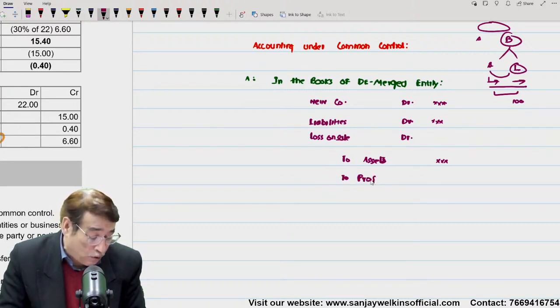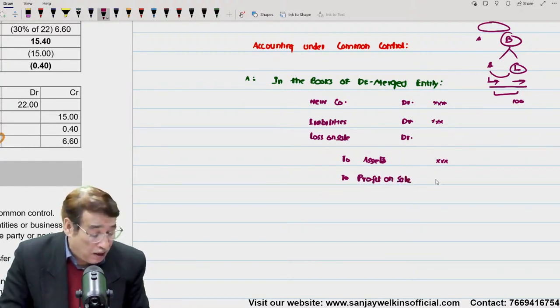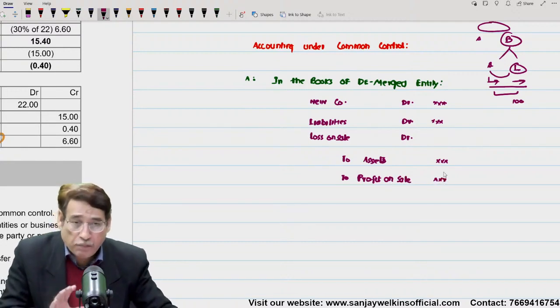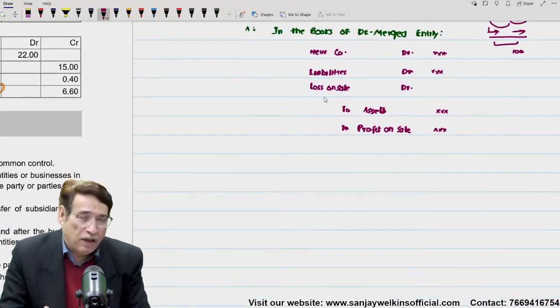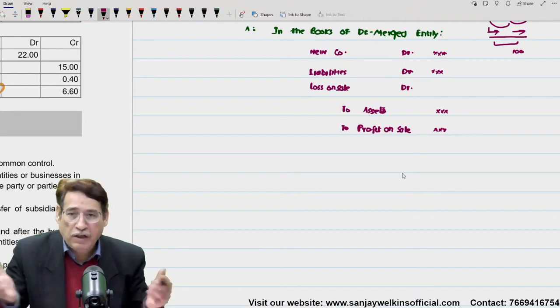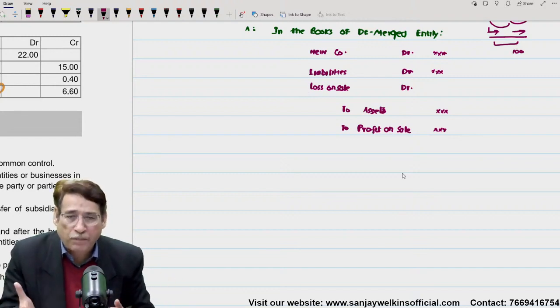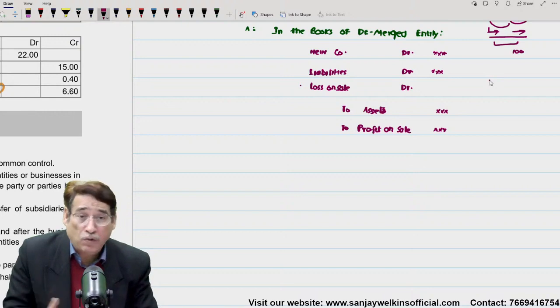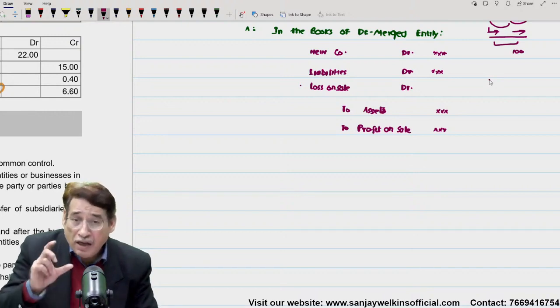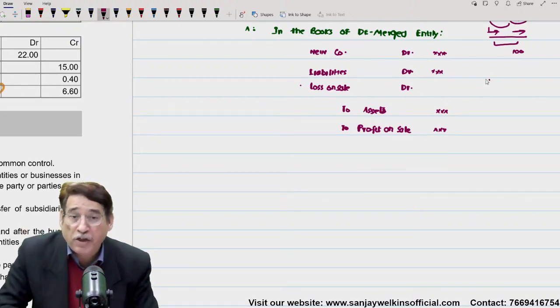Very simple, there is no need to cram anything. Profit on sale. If you think logically, your concepts are absolutely strong. I'm telling you, it should appear to you almost like a cup of coffee. Now let me explain further. If there is a loss, obviously you are going to write it off. Obviously the loss will have to be set off against something. Logically, if I have written this entry, and if there is a loss, then this loss will have to be debited. Now here, the test of a professional will come into the foray.